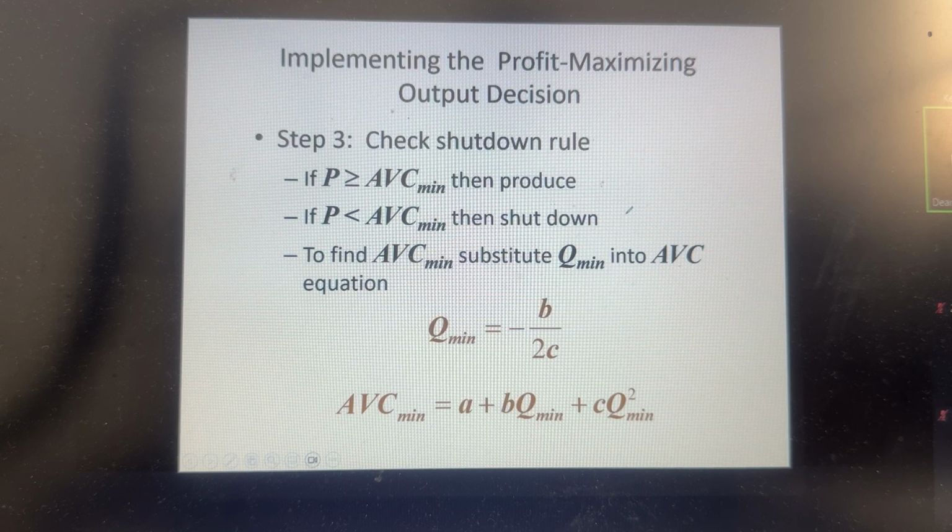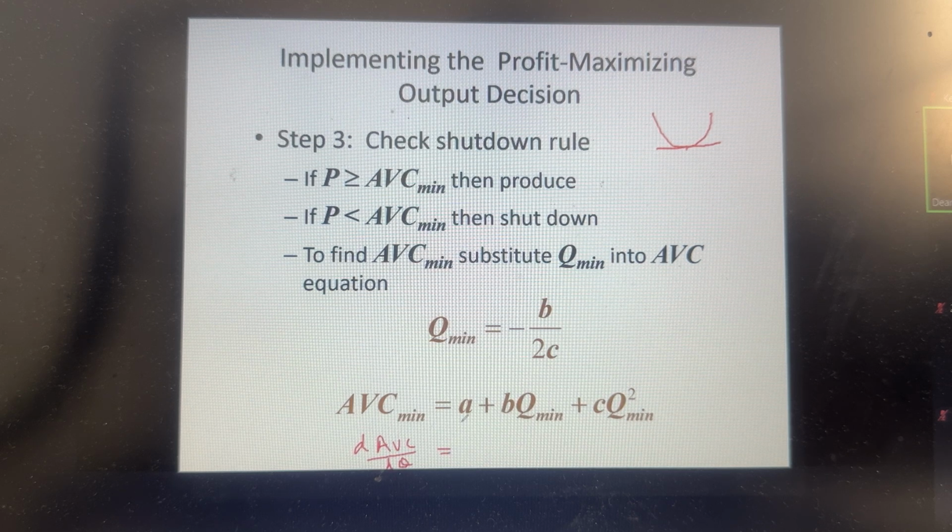Because the slope at the minimum point is 0. Slope at the minimum point is 0. First derivative always gives us the slope. So dAVC over dQ, this is how you can write it.